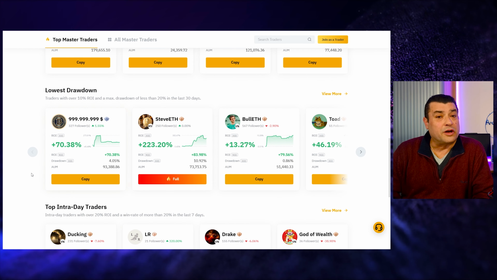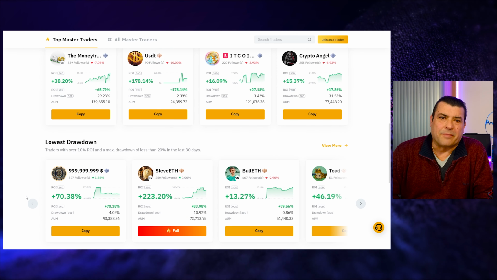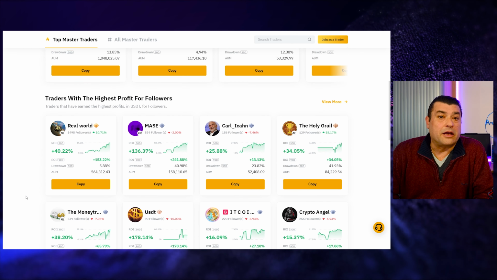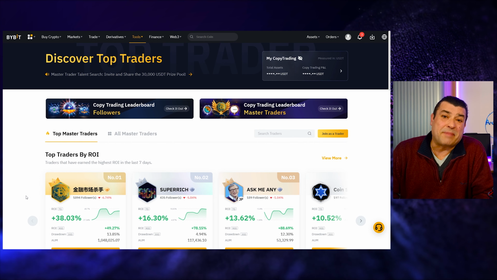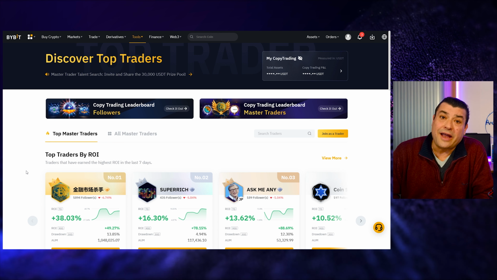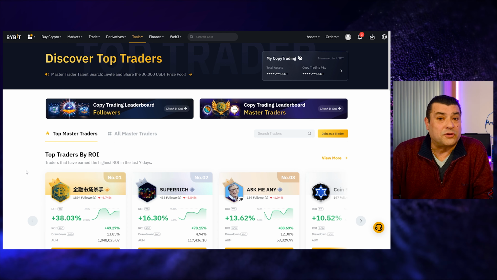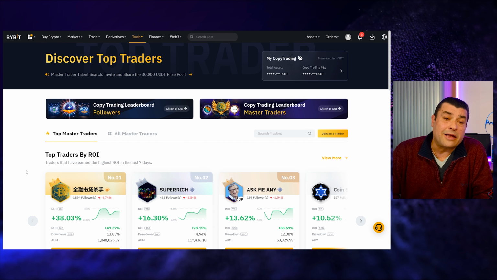It's important to remember that just choosing one trader to copy can be risky. By copying just one trader, you are putting yourself at risk if they don't perform as expected, but thankfully on Bybit you can copy up to 10 traders. This is a better option as it gives you more diversified exposure to a variety of traders.